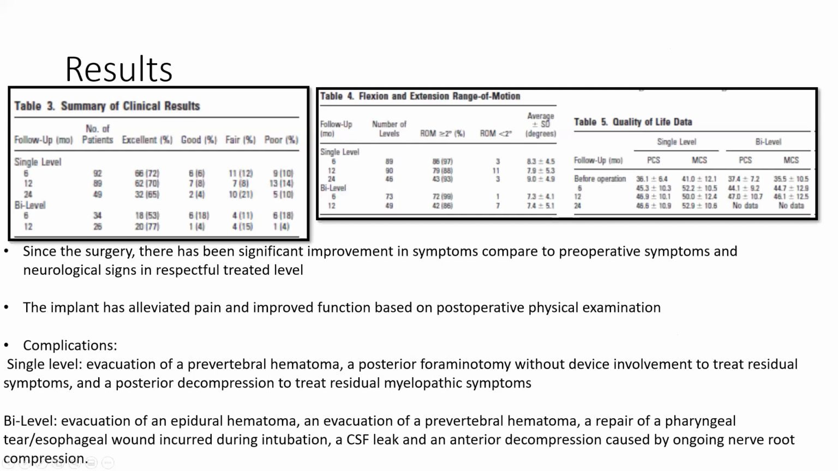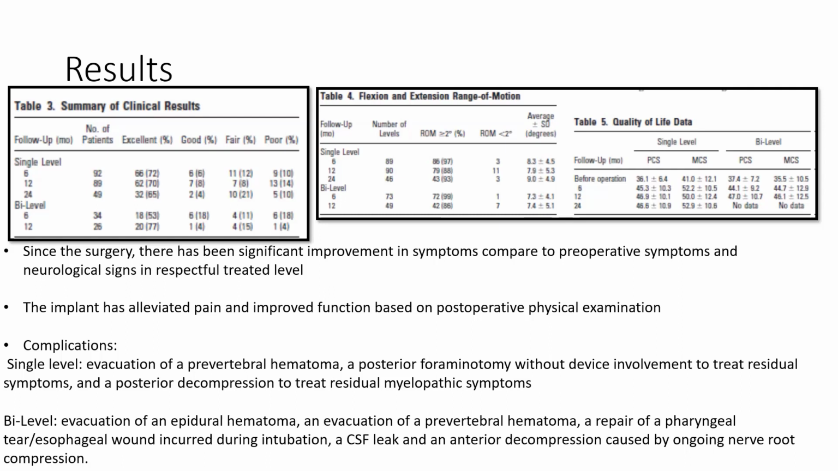Okay, and basically from what they accumulate from the study here, it shows that since the inclusion of the prosthesis, there's been significant improvement in symptoms compared to pre-operative symptoms and neurological signs at the treated level. Thus, overall, the implant has alleviated pain and improved function based on post-operative physical examinations. And usually these are basically just standard range of motion, quality of life, pain scales, and so forth to determine it.